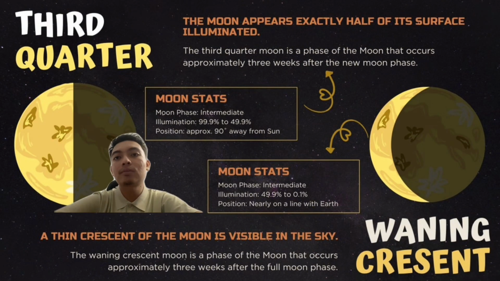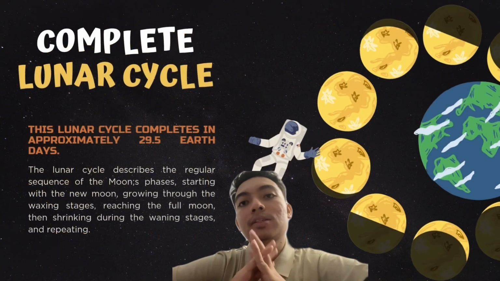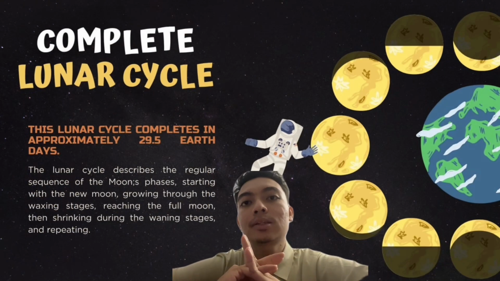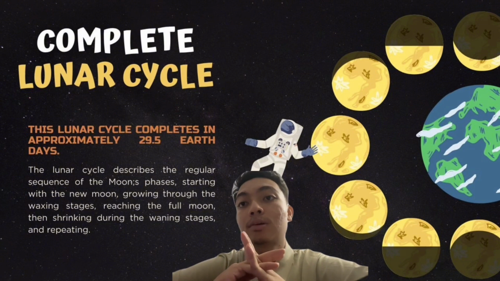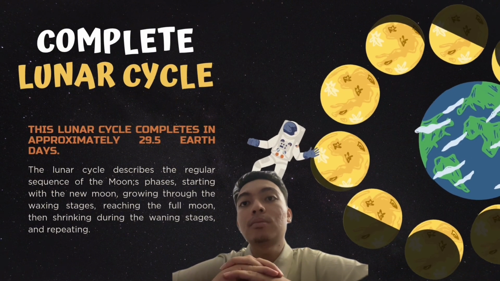Finally, we have the waning crescent. Only a thin crescent remains visible. The moon is getting ready to turn into the new moon phase. These 8 phases make up the lunar cycle. It takes about 29.5 days to complete one full cycle, from a new moon to full moon and back again.